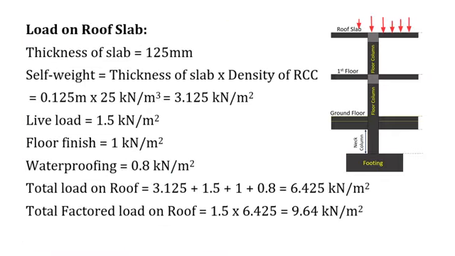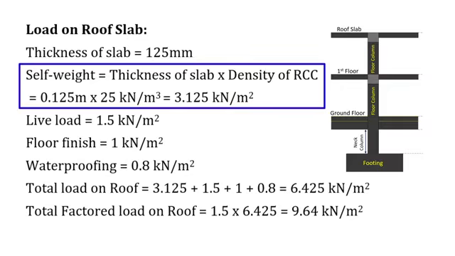To calculate the total load on roof slab, we need to know its self weight, which is given by the formula thickness of slab into density of RCC. Thickness of slab is assumed as 125 mm and density of RCC is 25 kN per meter cube. On substituting these values, the self weight of roof slab will be equal to 3.125 kN per meter square.